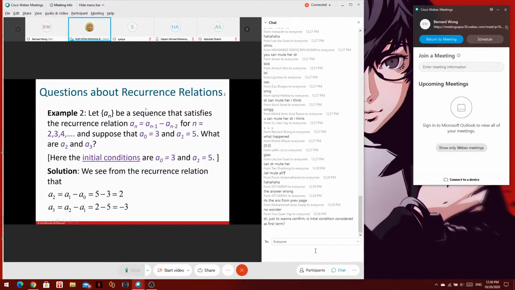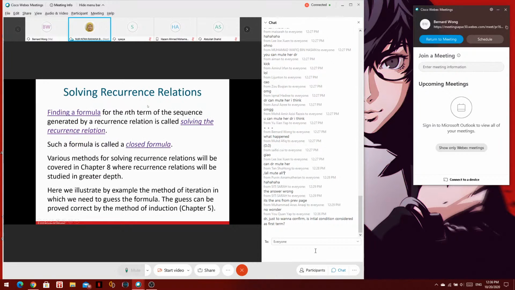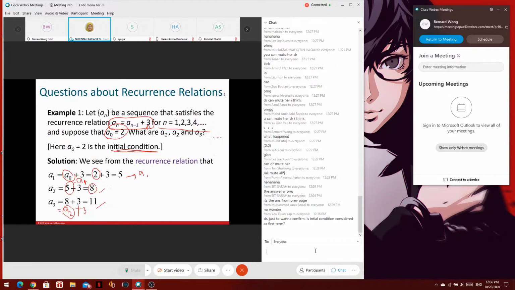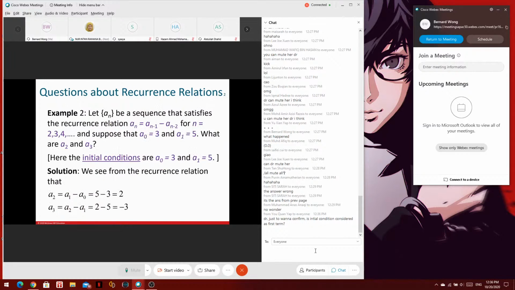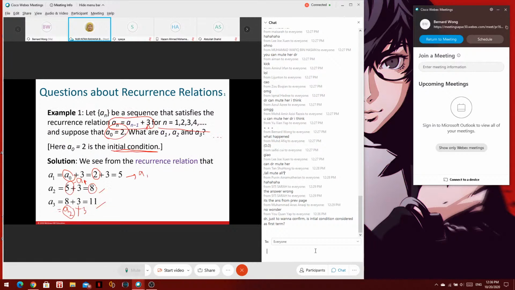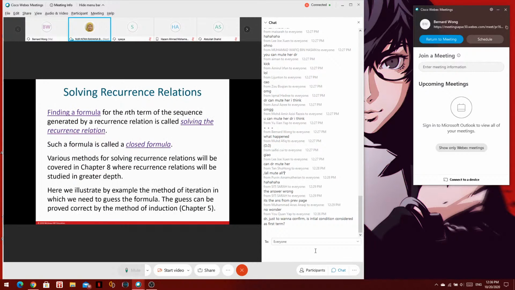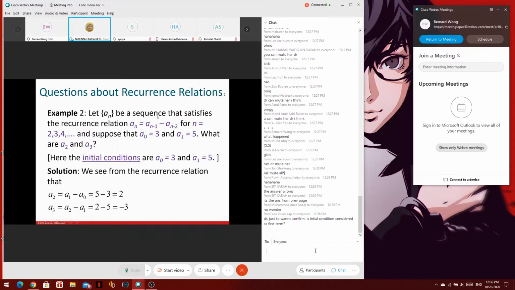Okay, now that's only the solution you get from the given relation. Later we will be solving the recurrence relation, which means finding the formula. Now I continue with this.